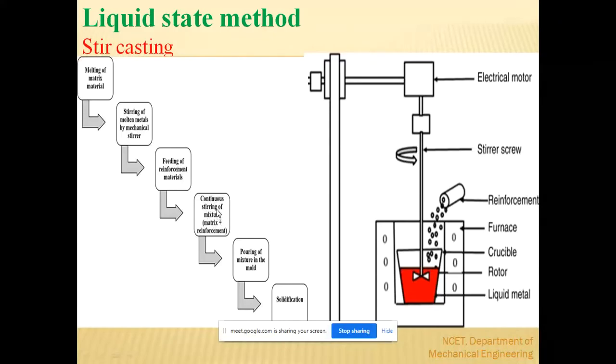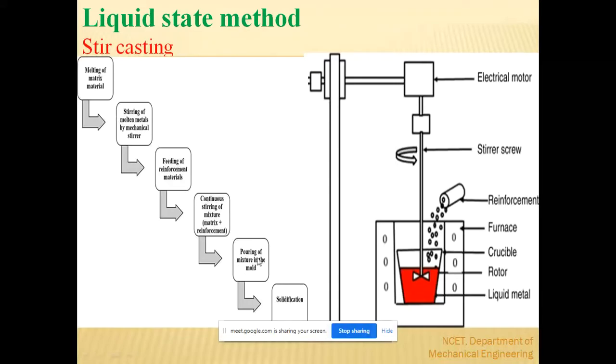See, after that, once the stirring is completed, once the mixing is completed, comes the pouring of the mixture into the mold cavity. We need to create a mold cavity as per our required dimension and required shape. Whatever mixture of matrix and reinforcement we have has to be poured in the mold cavity. Later, it has to be solidified. This was the actual process of stir casting, right?